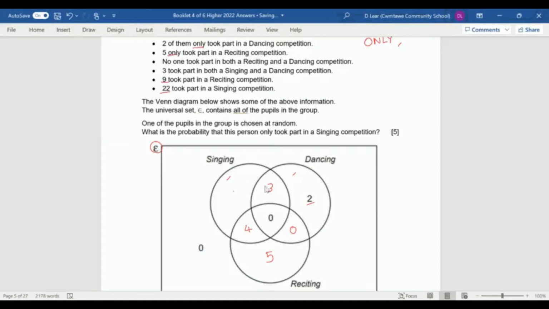22 took part in singing. Well, we've already got 7 singers, 4 and 3. So take that 7 away from 22 means that there is 15 in here.